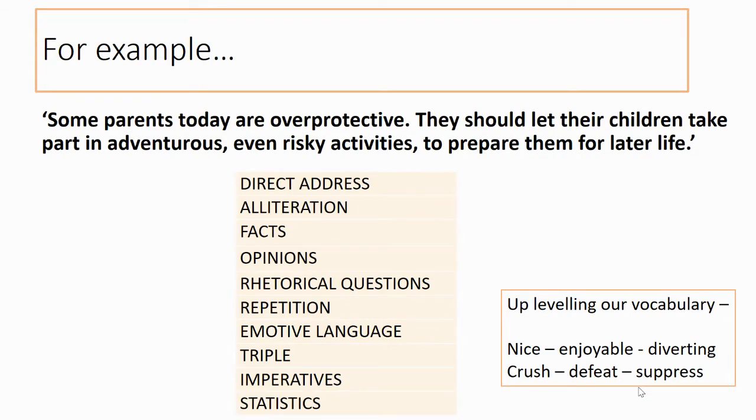Repetition of key words or phrases really helps to emphasize important points of our viewpoint. Emotive language, so these are words that elicit a powerful emotional response. This could be happiness, sadness, anger, pity, jealousy, etc. A triple or list of three. Imperatives, so our command words. And the last one is statistics, so numerical facts or data, which do make our writing more authoritative and accurate, and therefore more believable for our reader.